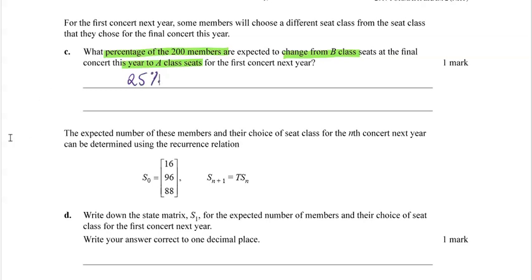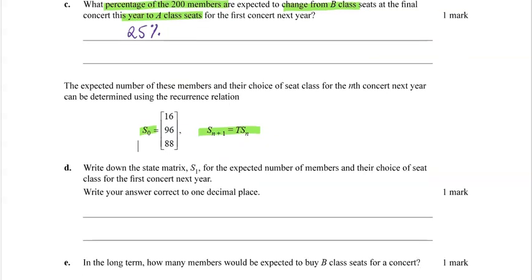The expected number of these members and their choice of seat class for the nth concert next year can be determined using the recurrence relation. So we have our recurrence relation, very standard form here. Write down the state matrix S1 for the expected number of members and their choice of seat for the first concert next year, and write your answer correct to 1 decimal place. So in order to get S1, that means in our calculator, we're going to do our transition matrix times S0.